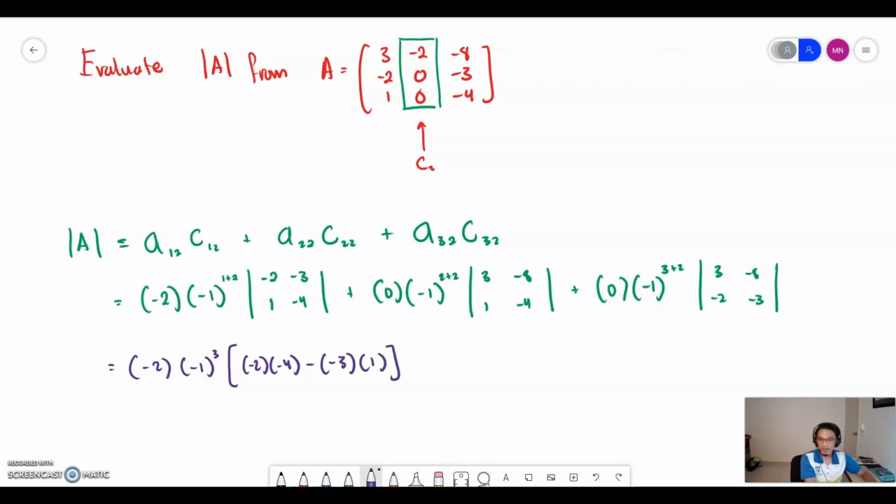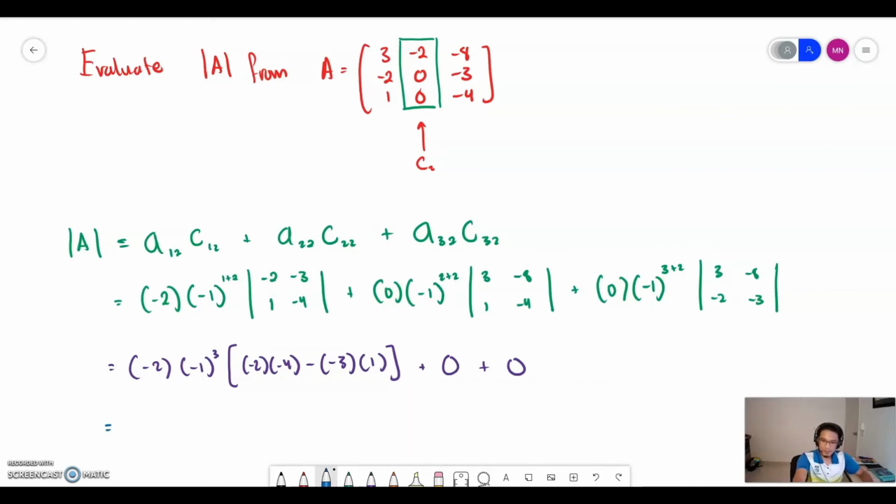Close the bracket. Okay, so for the other parts at the back, A22 is 0 and another one is also a 0, so it will just be 0 plus 0 because it is multiplied with a 0. So that is the reason why I chose to select the second column as my calculation to determine the determinant, because it has 0, so it will make my calculation easier.